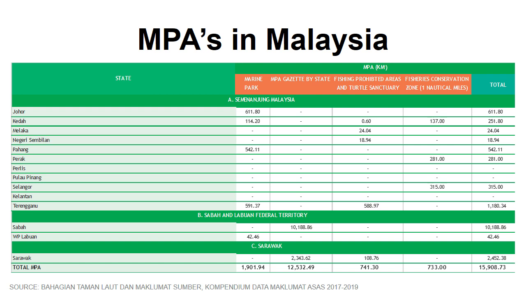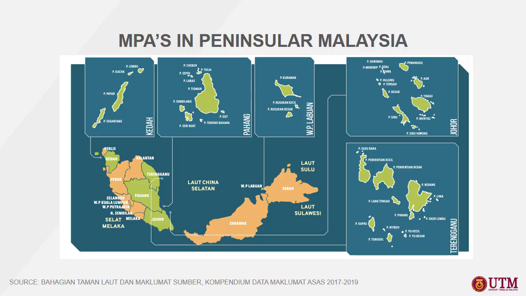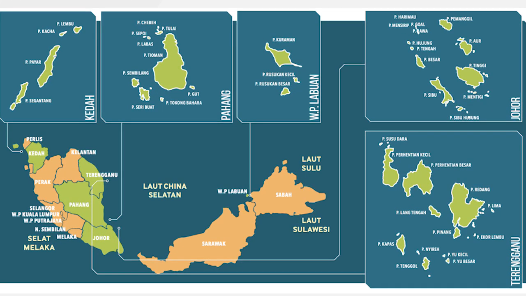This table shows MPAs in Malaysia according to state and the marine park area, and also MPA gazette by the state. Also fishing prohibited areas and turtle sanctuary and fisheries conservation zone. This figure shows MPAs in Peninsular Malaysia, including Labuan Federal Territory.